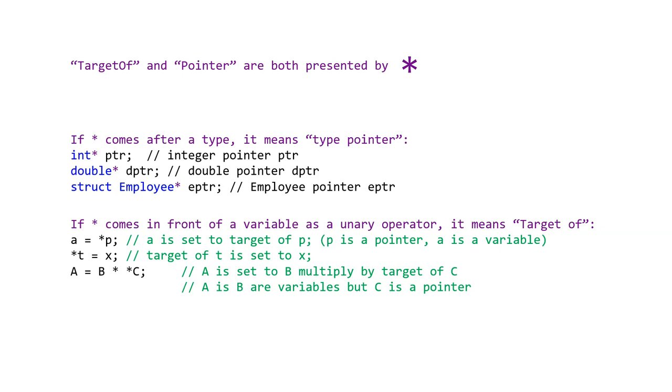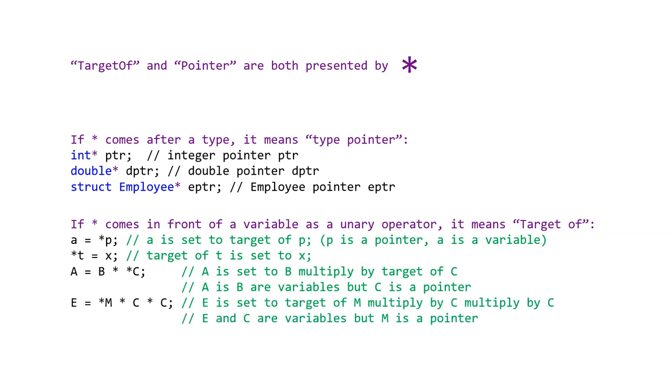This asterisk makes sense. It's not a freaky one, so that's multiplication. So A is equal to B multiplied by target of C, which means A is a variable, B is a variable, C is a pointer. And now E is equal to MC2. So E is equal to target of M multiplied by C multiplied by C, which means E is a variable, M is a pointer, C is a variable, C is a variable. So if asterisk makes sense, it's multiplication. If it doesn't make sense, you go, huh? It means it's target of.